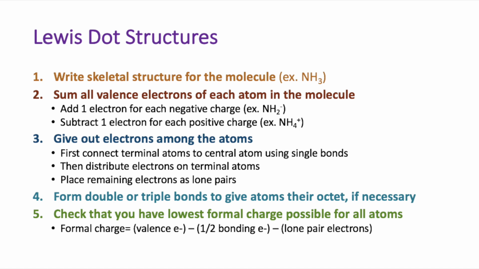Connect the terminal atoms to the central atom using single bonds first. Each bond consists of 2 electrons. Then distribute the electrons on the terminal atoms without having them surpass 8 neighboring electrons. If there are remaining electrons, place them as lone pairs. If necessary, form double or triple bonds to give atoms their octet. Finally, check that you have the lowest formal charge possible for all the atoms, using the equation on the slide.